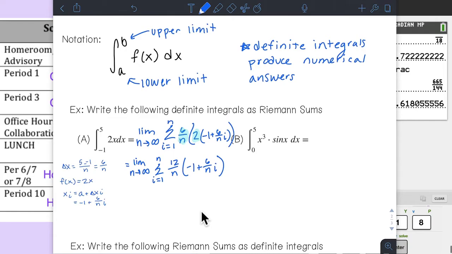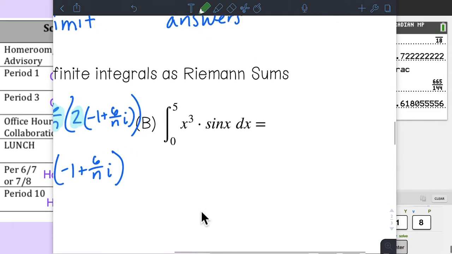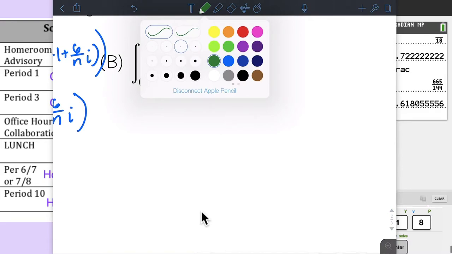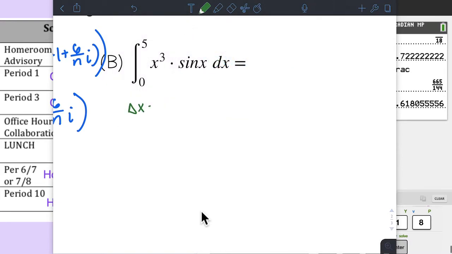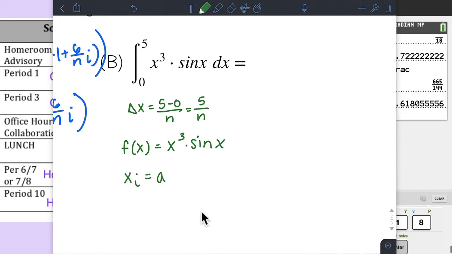And then if we want to do the same thing over here, switch colors just to make it a little easier to differentiate. Right, my delta x here, for the integral from 0 to 5 of x cubed times sine of x dx, I'm going to take upper minus lower, divide it by n, so I get 5 over n. My function is x cubed times sine of x. And my endpoints, using my right endpoint setup, so a plus a delta x i, it's going to give me 0 plus, so it doesn't matter. And then we're going to get 5 over n times i.